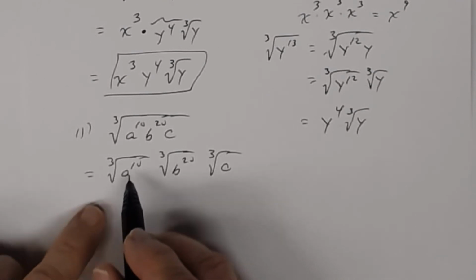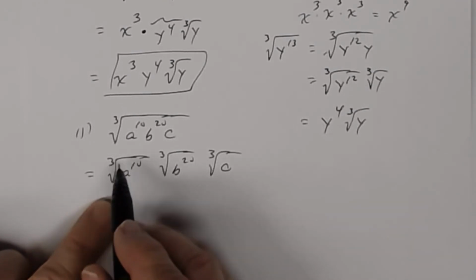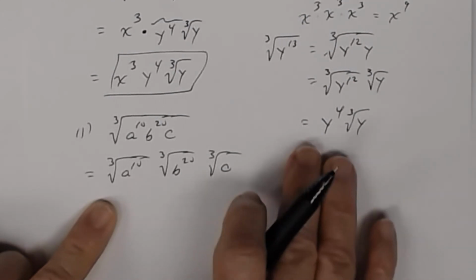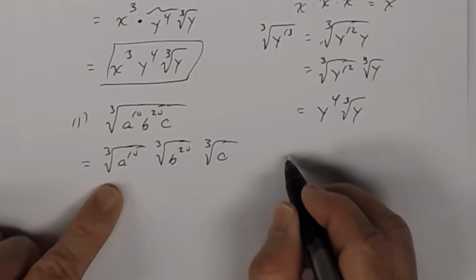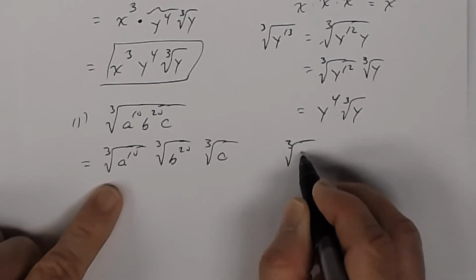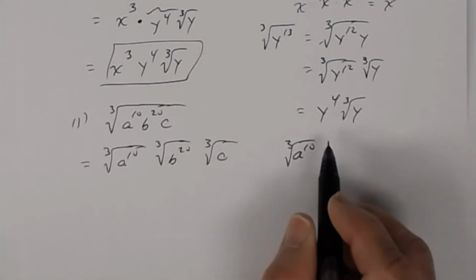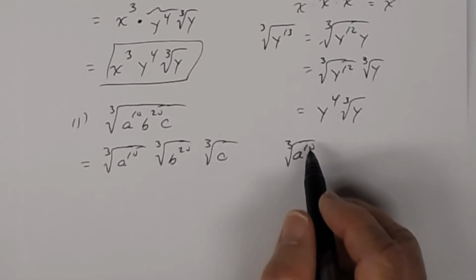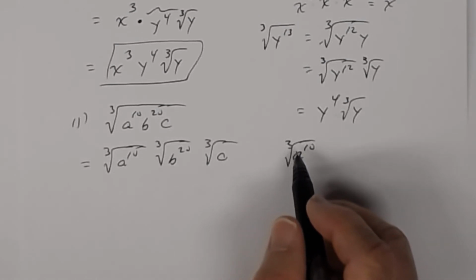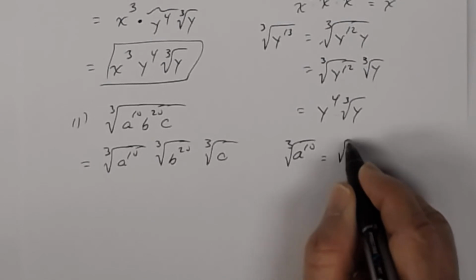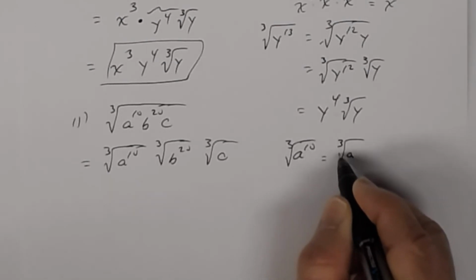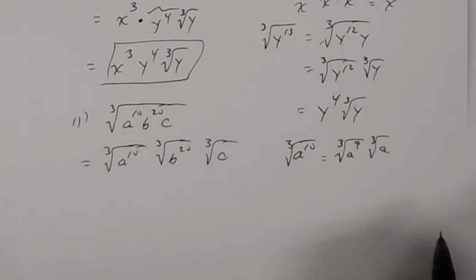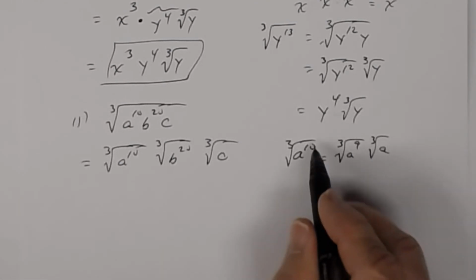All right, so we know we can simplify these, and 10 is not divisible by 3, and 20 is not divisible by 3. So some work we have to do. So let's do the first one. Cube root of a to the 10th. What's the largest integer less than 10 that's divisible by 3? Yeah, 9. So you can rewrite this as the cube root of a to the 9th times the cube root of a, right? 9 plus 1 is 10.